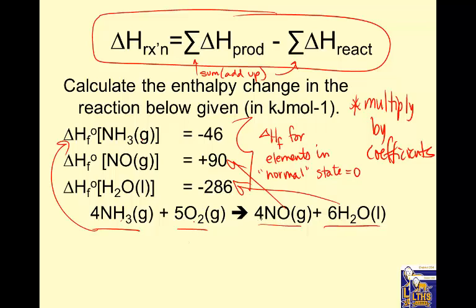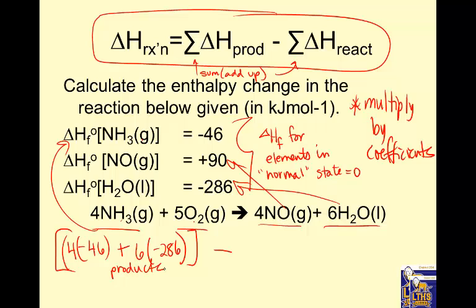Okay, so now how do we calculate the delta H for this reaction? We have to get the sum of the products. So we take 4 times 90 for NO, plus, we're getting the sum, we're adding them up, 6 times negative 286. That's going to be the sum of the products. Remember, it's products minus the sum of the reactants. So let's see what the reactants are. We have NH3. Oh, wait a second. Did I mess up? Wow, this is not going well for me today, but I'm going to fix it.